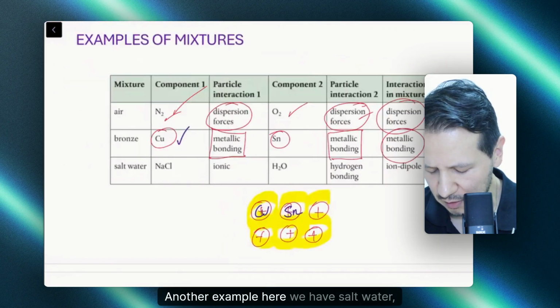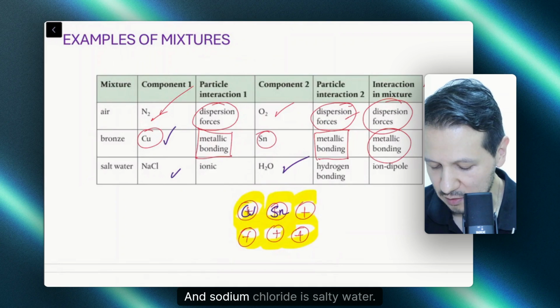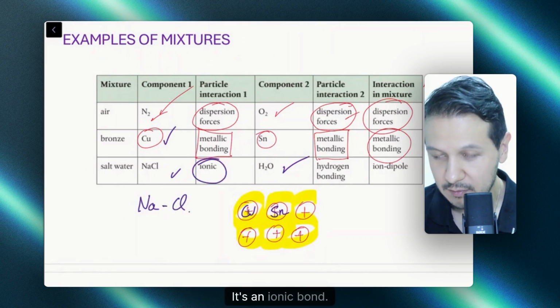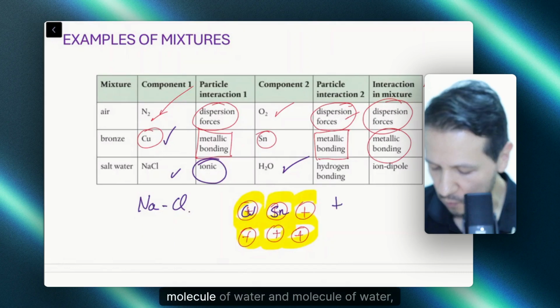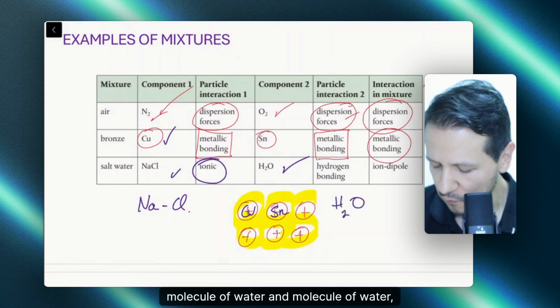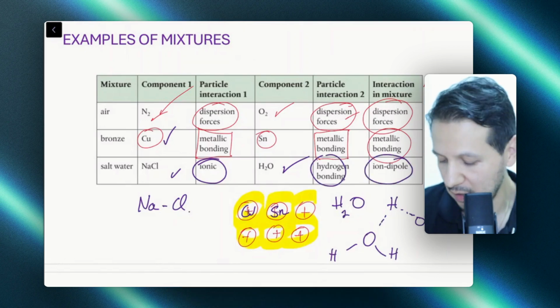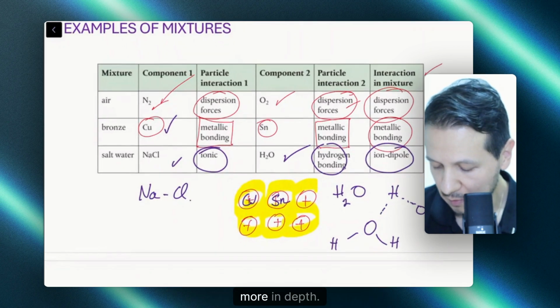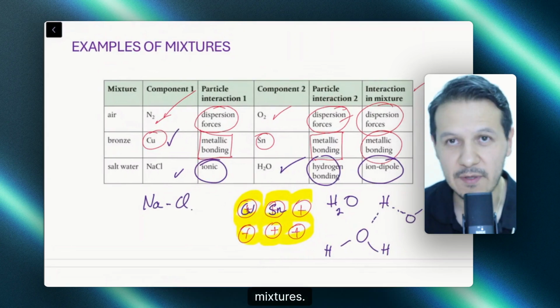Another example here, we have salt water, sodium chloride. This is the first component. And then we have water. And sodium chloride is salty water. It's an ionic bond. And then the interaction between a molecule of water and a molecule of water is hydrogen bonding. The interaction will be dipole afterwards, okay, more in depth. Those are the examples of different mixtures.